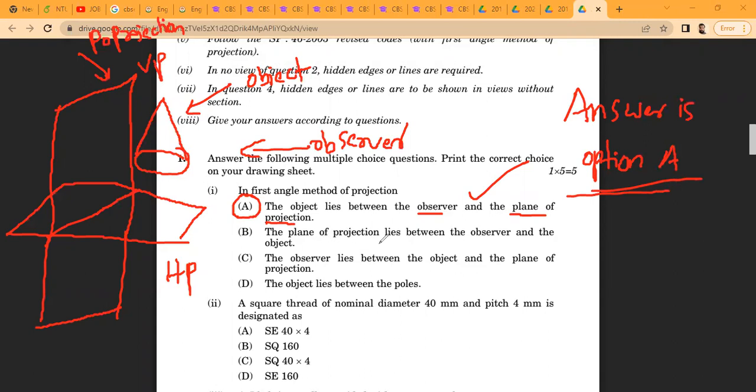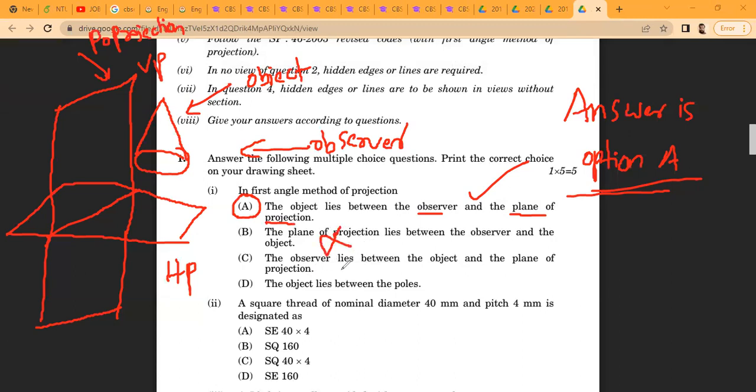The plane of projection lies between the observer and the object. Okay, so this is wrong. That means the object is in the second quadrant, that means second angle projection. So option B is wrong.